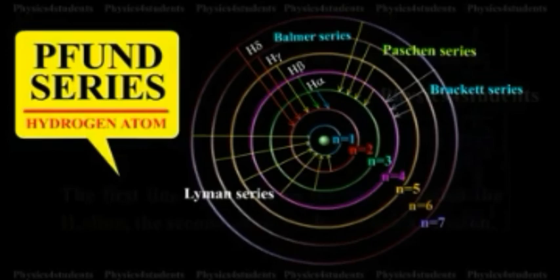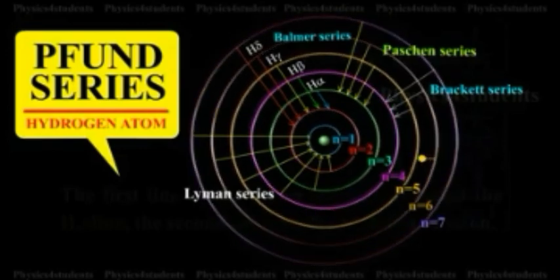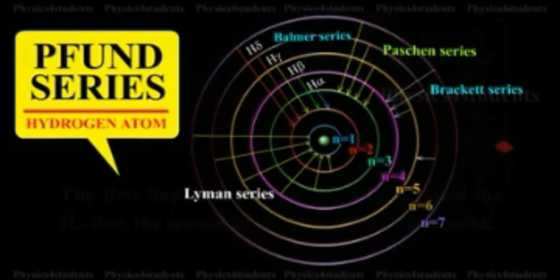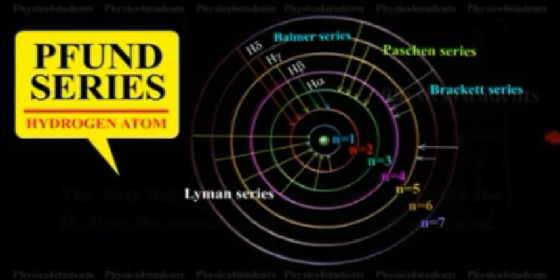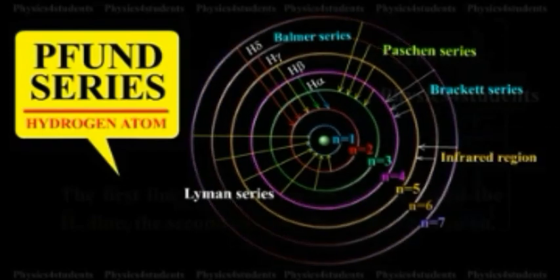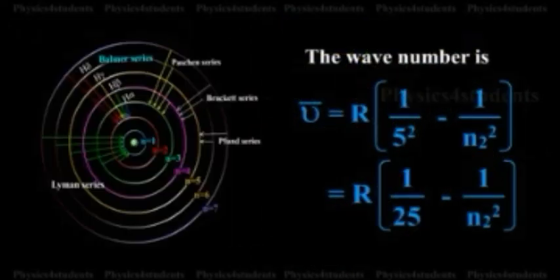What is the Pfund series? The lines of this series are obtained when the electron jumps from 6th orbit to 5th orbit, 7th orbit to 5th orbit. This series also lies in the infrared region. The wave number is nu bar is equal to R into 1 by 5 square minus 1 by n2 square, that is equal to R into 1 by 25 minus 1 by n2 square.